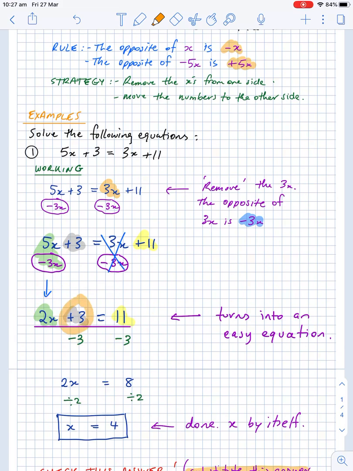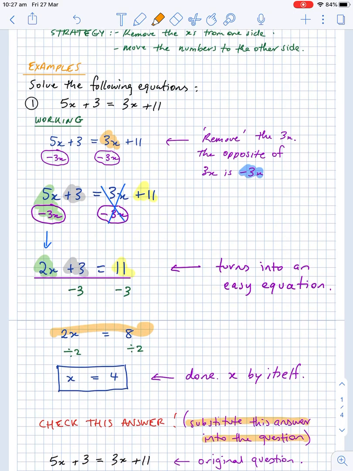We get rid of the plus 3 away from X by minusing 3 from both sides. And then we have 2x equals 8. Then we divide by 2, and we get that x is equal to 4. Done. X is by itself. So it's all about going from something difficult to something even easier, and then finally to your answer.